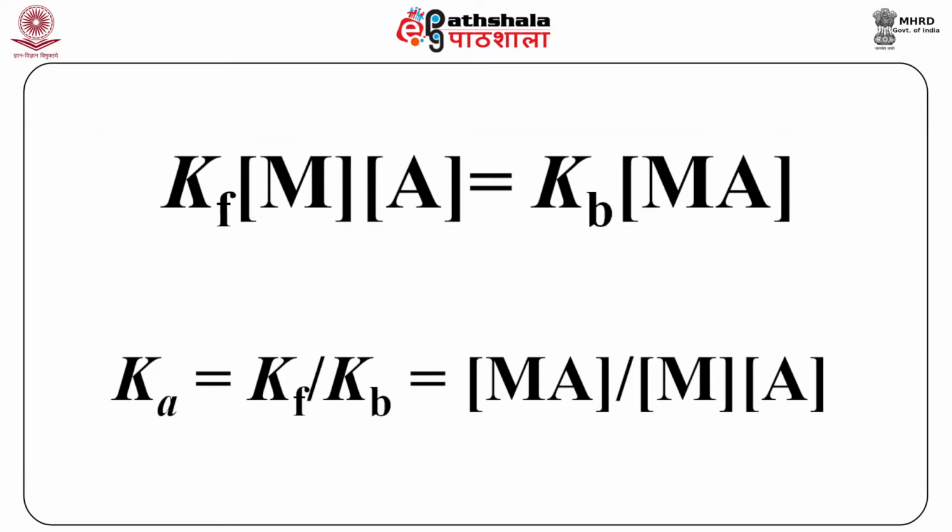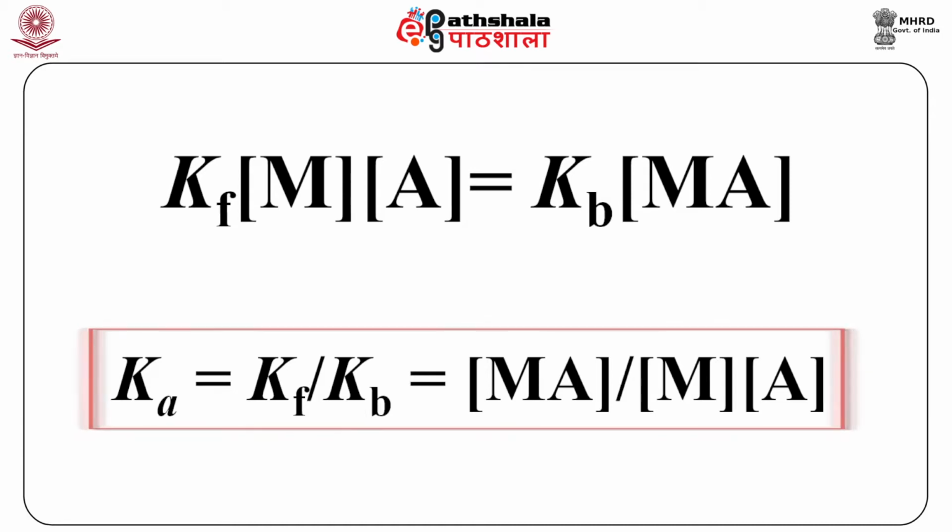The overall constant of the reaction is referred to as the binding constant and is represented as K subscript A, which is equal to Kf upon Kb. On substituting the values of the expression Kf upon Kb from the previous equation, we get Ka as concentration of the complex upon, in the denominator, the product of concentration of metal ion and concentration of ligand.